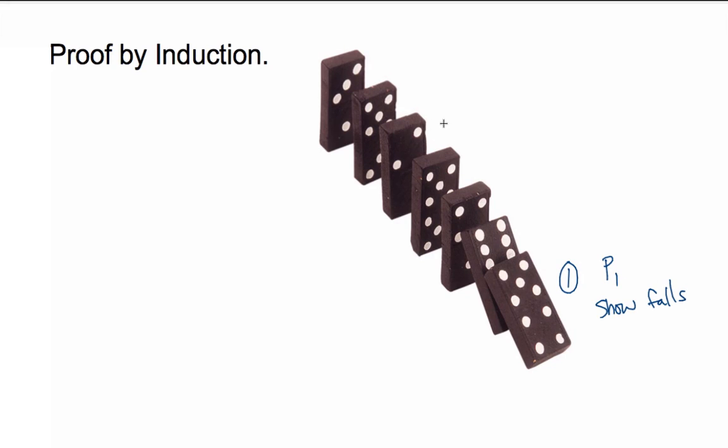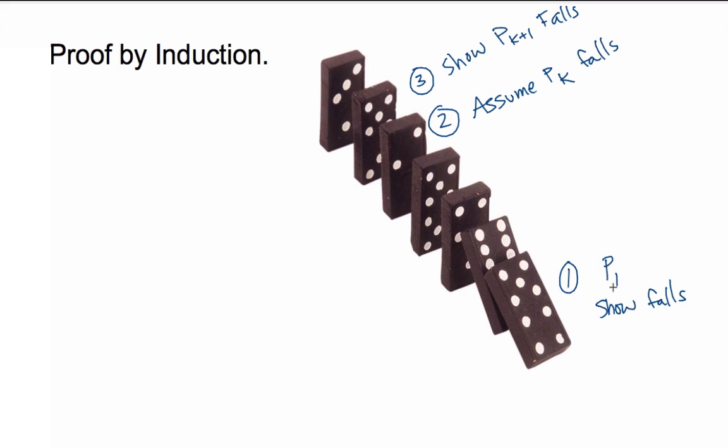Okay, and then the second step is we assume some kth domino falls. This is an assumption. We're assuming that it falls. And then the third step is we show that the next domino right after the kth domino falls.